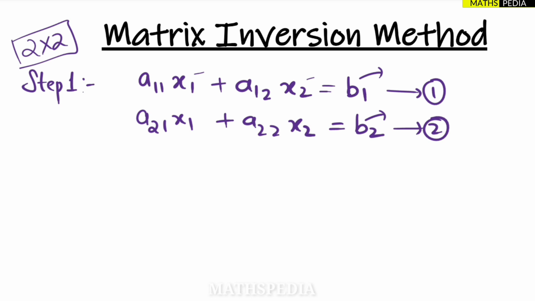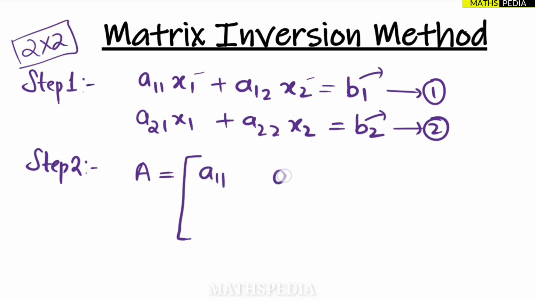Second step is basically we have to form the matrix A. So how to form the matrix A? Matrix A will be formed with the coefficients of the variables. That means it is formed by A11, A12, A21 and A22. This is nothing but a square matrix of the form 2 cross 2, since there are only two unknown variables here, x1 and x2. So 2 cross 2 is the matrix formed.